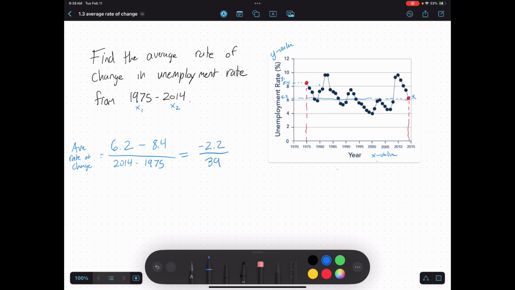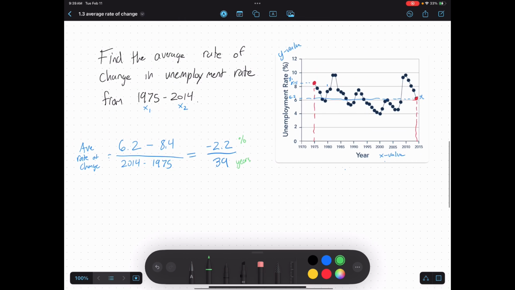What does that negative 2.2 mean? It means over this interval, my unemployment rate decreased because it's negative, decreased by about 2.2%. What does the 39 represent? 39 represents the number of years. That's the size of the interval. This is over the course of 39 years.